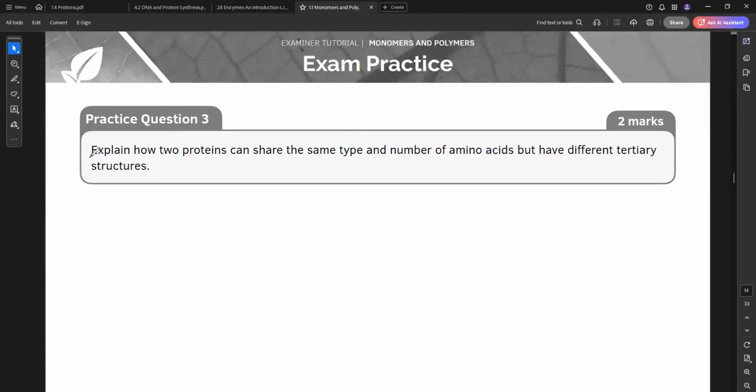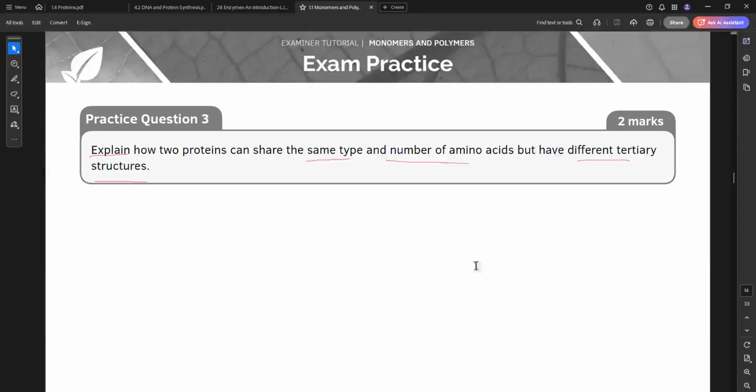We're being asked to explain, therefore we're saying something, we're stating it, and then giving a reason. Okay? So state facts, give reasons. Same type and number, but different tertiary structures. So it'd be good to explain what tertiary structure is, potentially, and think about what is happening in a tertiary structure and how that then relates to the amino acids. Okay? So first example response.